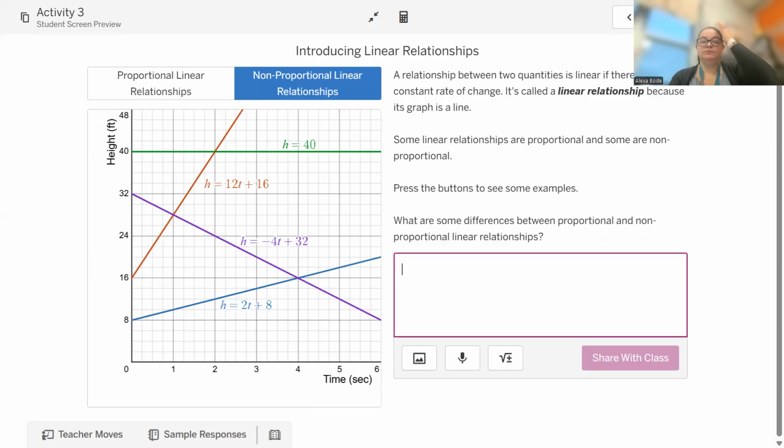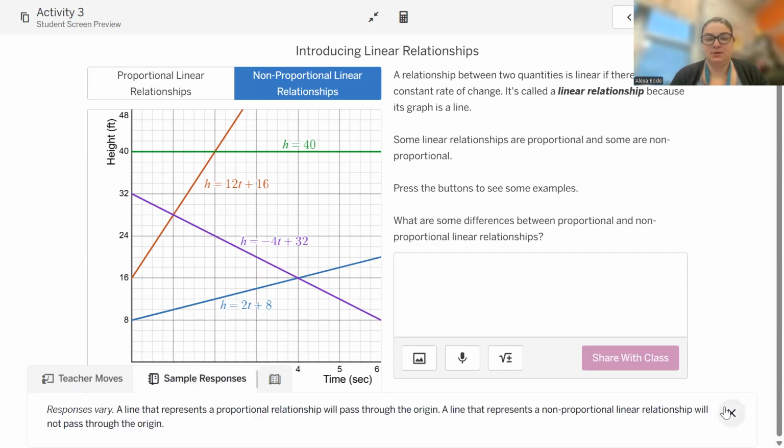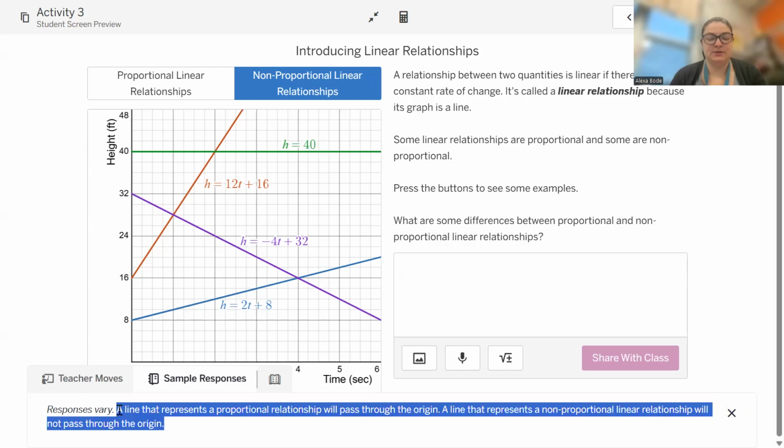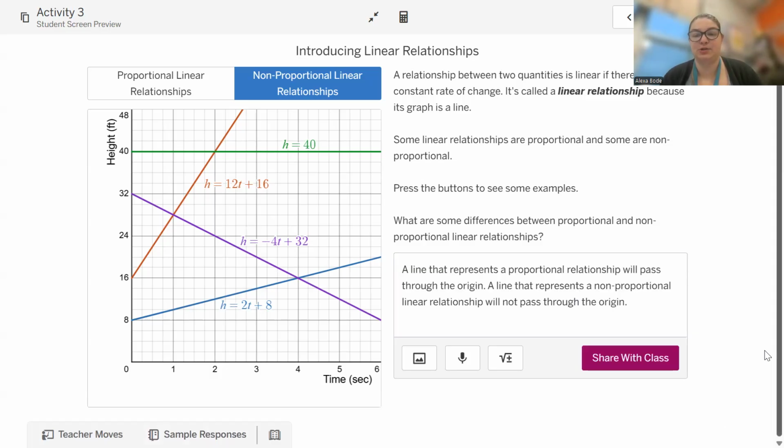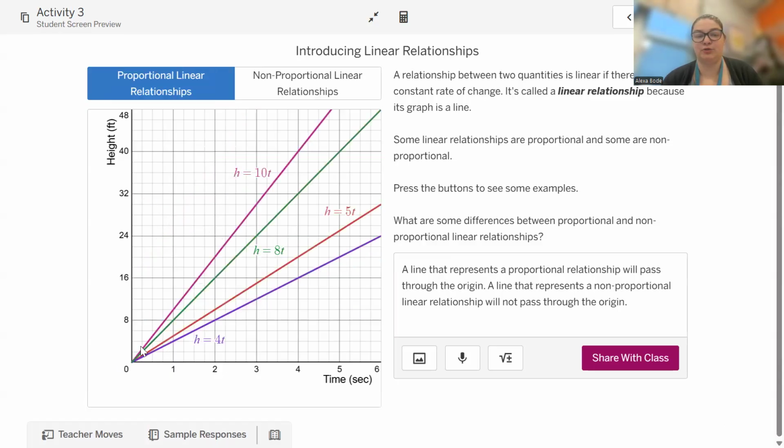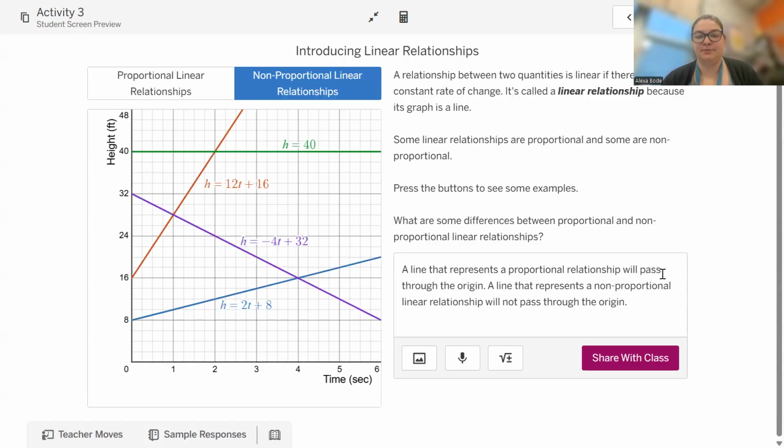Okay. So I'll give you Desmos's sample response, and then I'll tell you what I'm looking for in a response. So this is what Desmos says. A line that represents a proportional relationship will pass through the origin. A line that represents a non-proportional relationship will not pass through the origin. So that is correct. That is something that we've been talking about. These first lines here, they all start at 0, 0. They all go through that origin, where all of these lines do not start at 0, 0.